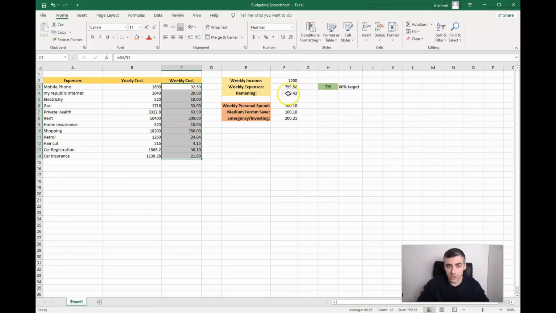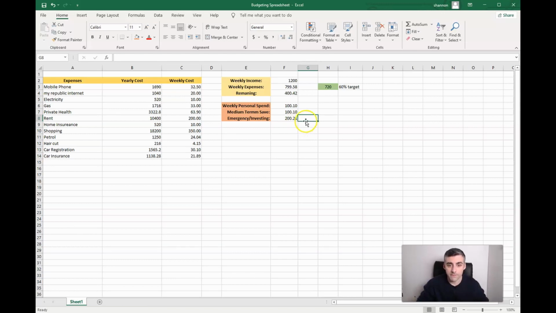Now, after that, you're going to have your remaining amount, which is going to be $400. If you're following the actual Barefoot method specifically, usually 60% of your income is going to cover your expenses, or less. If you can get away with less, go for it. 10% will go to your personal spend per week, 10% for medium-term saving, like a holiday or something like that, and then you've got an emergency investing fund.